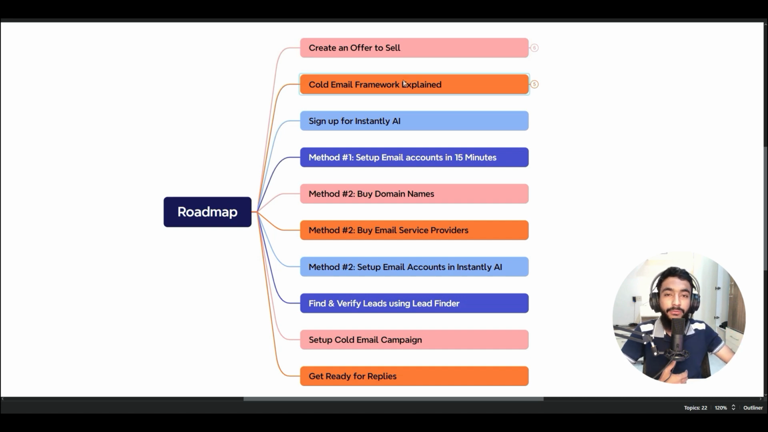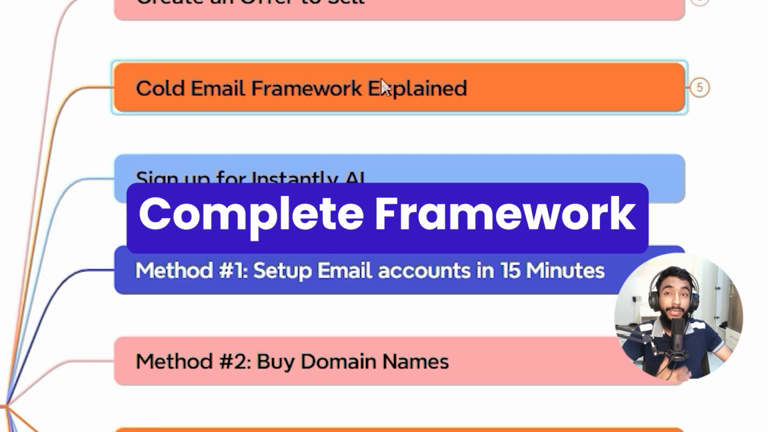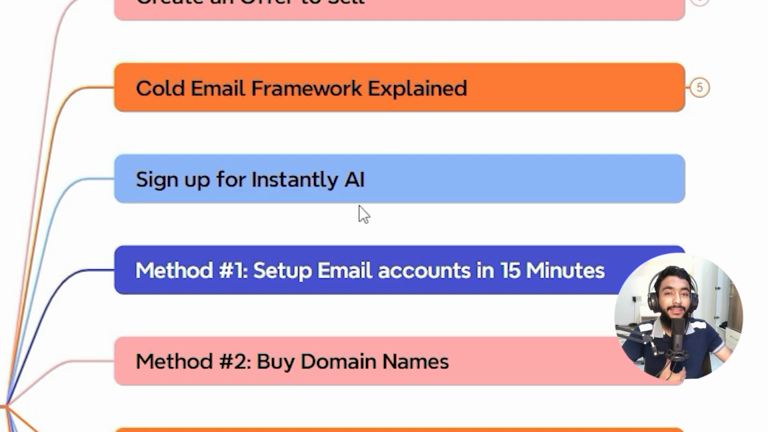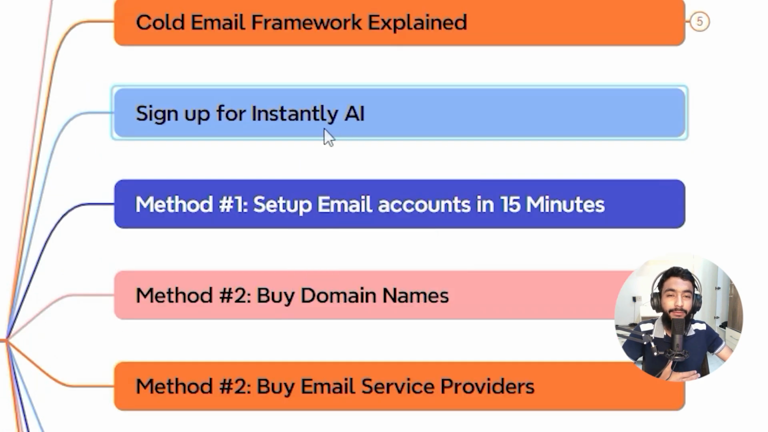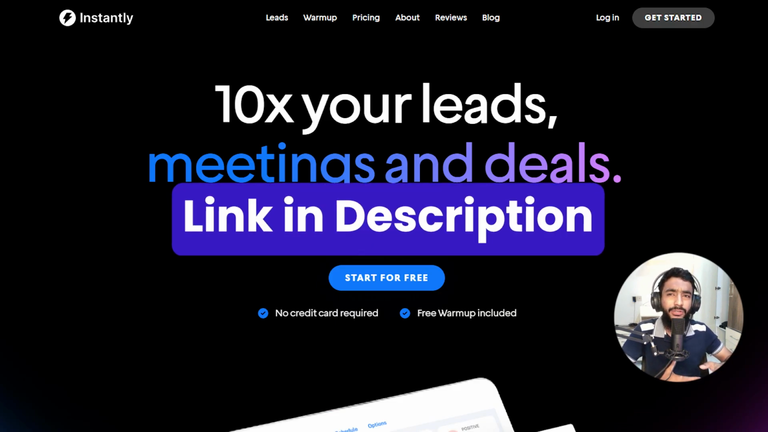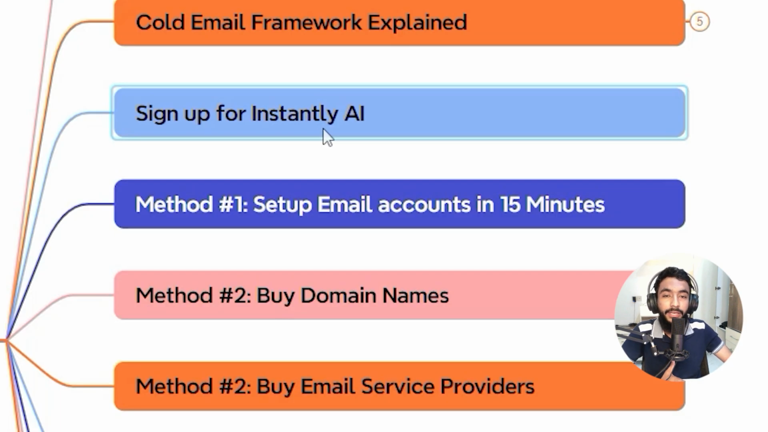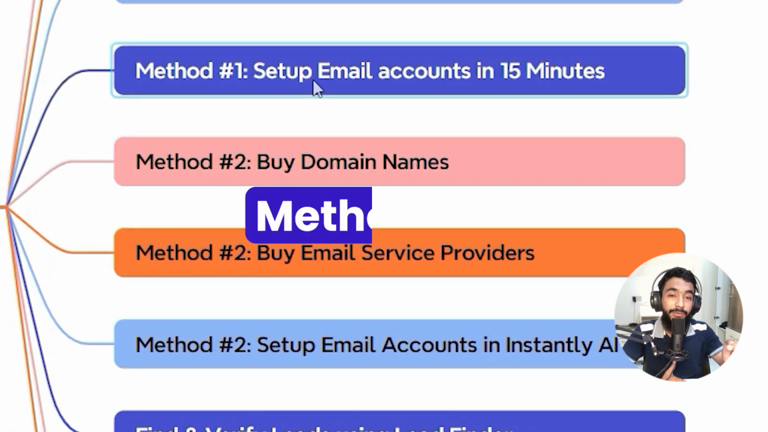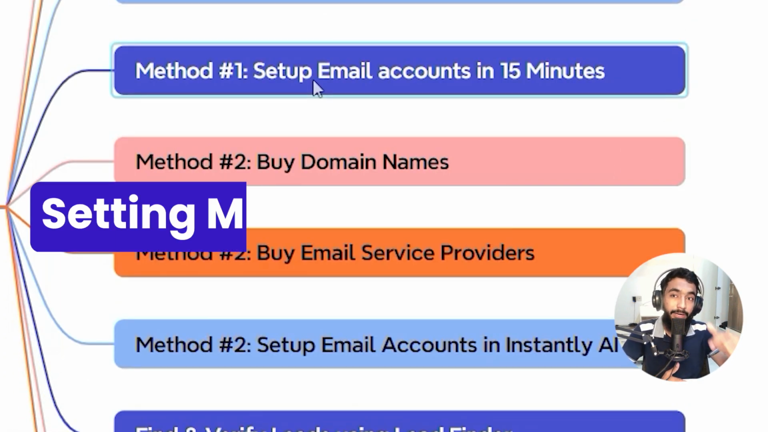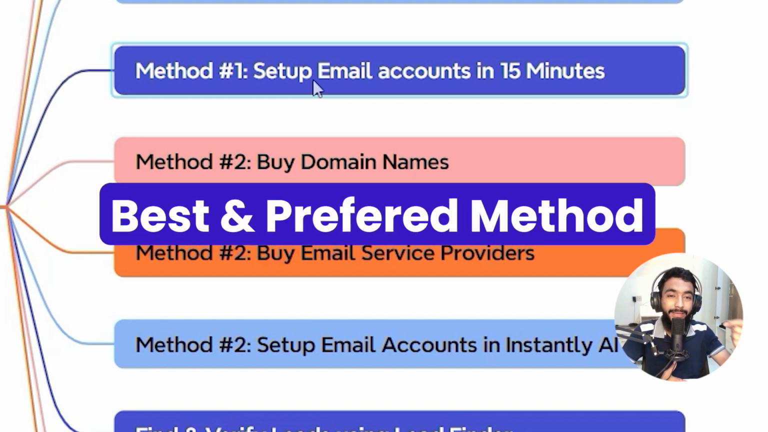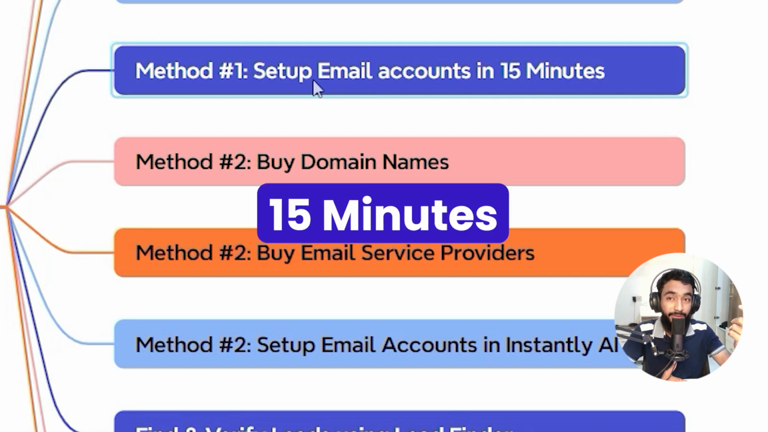Then I'll explain to you the complete cold email framework, how cold emails work and how we would be sending that many cold emails that land in the inboxes. Then we would sign up for Instantly AI, the link is in the description, which is a cold email software that we would be using to send the cold emails. Then I'll tell you about the first method of setting up multiple cold email accounts, because we would be sending bulk emails. So I would be telling you about the best and most preferred method to set up email accounts in 15 minutes.